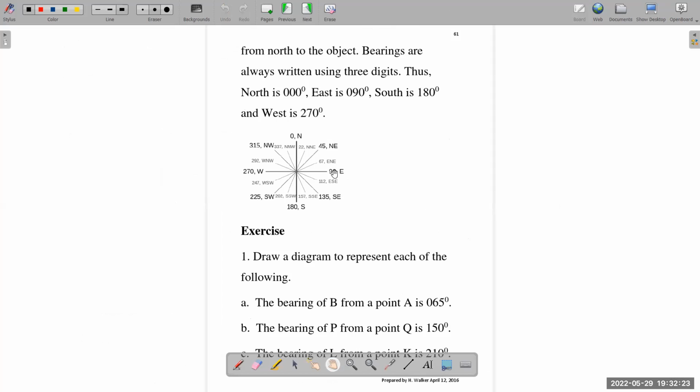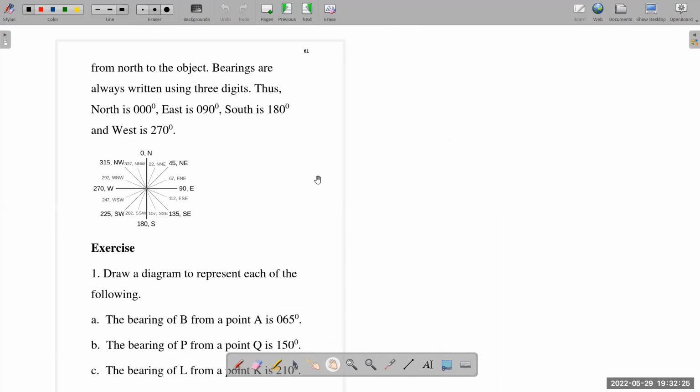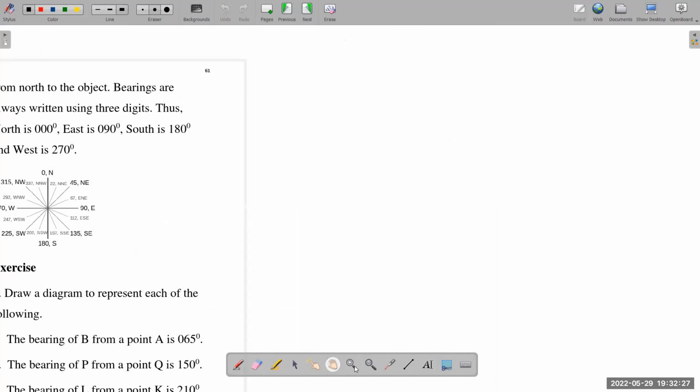So if we see here, that's how we represent it, right? So I'm just going to do a quick example. If I want P is 120 from M, who is the point that we draw first? Who is the point that we draw first? And to be honest, they never really asked you to draw a bearing, but I'm just doing it just in case. Who is the point you draw first? Do we draw P first or do we draw M first?